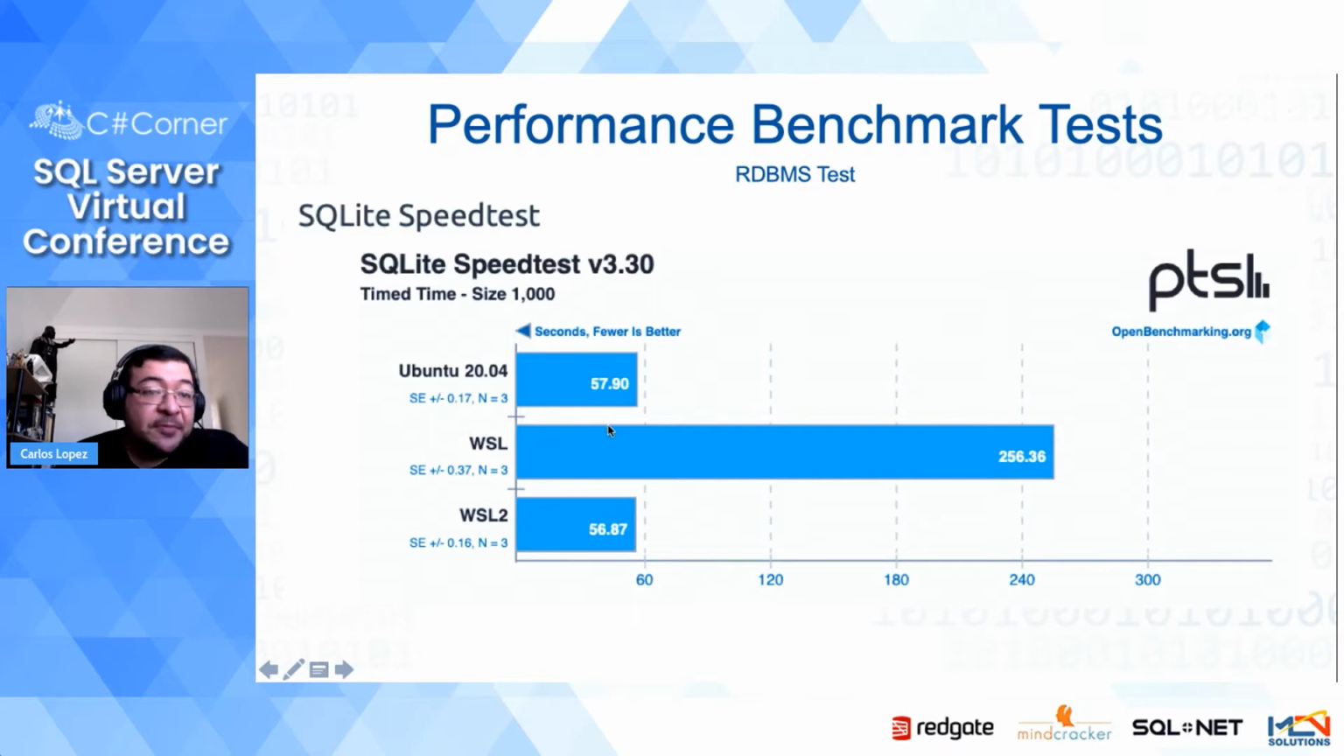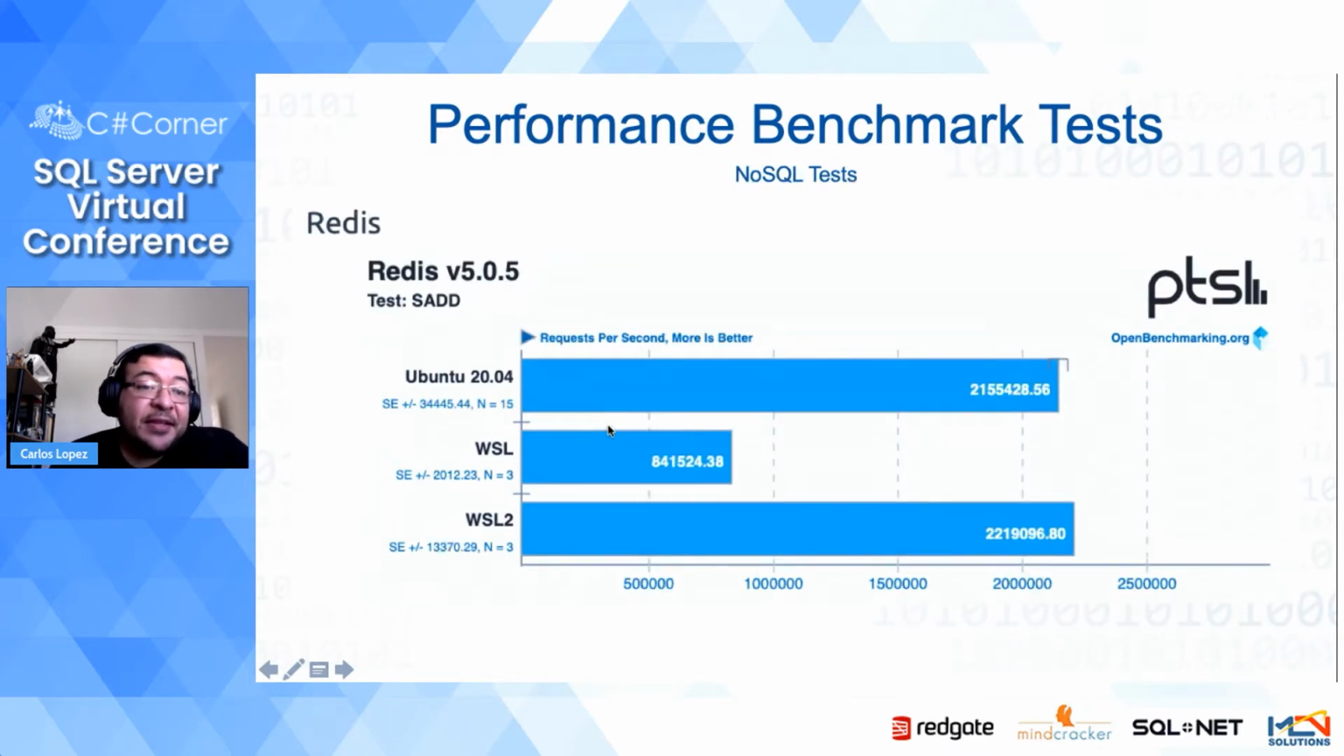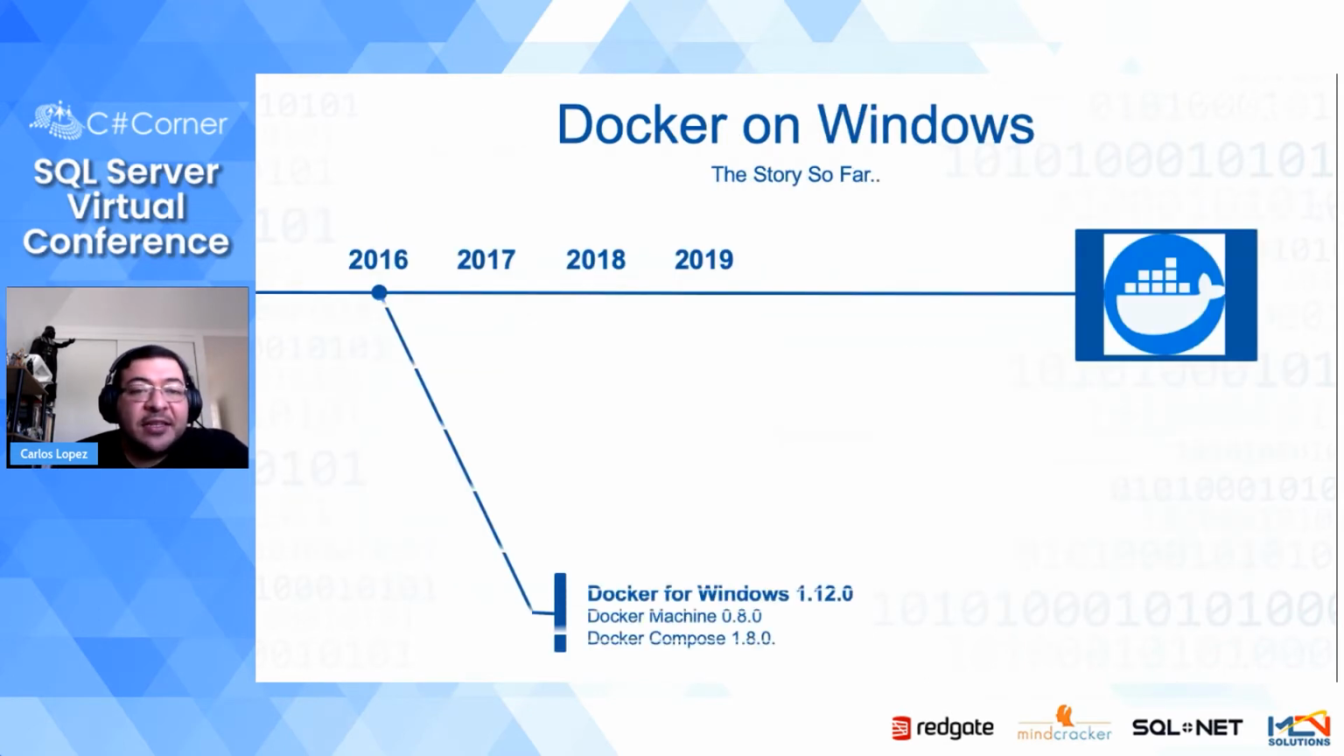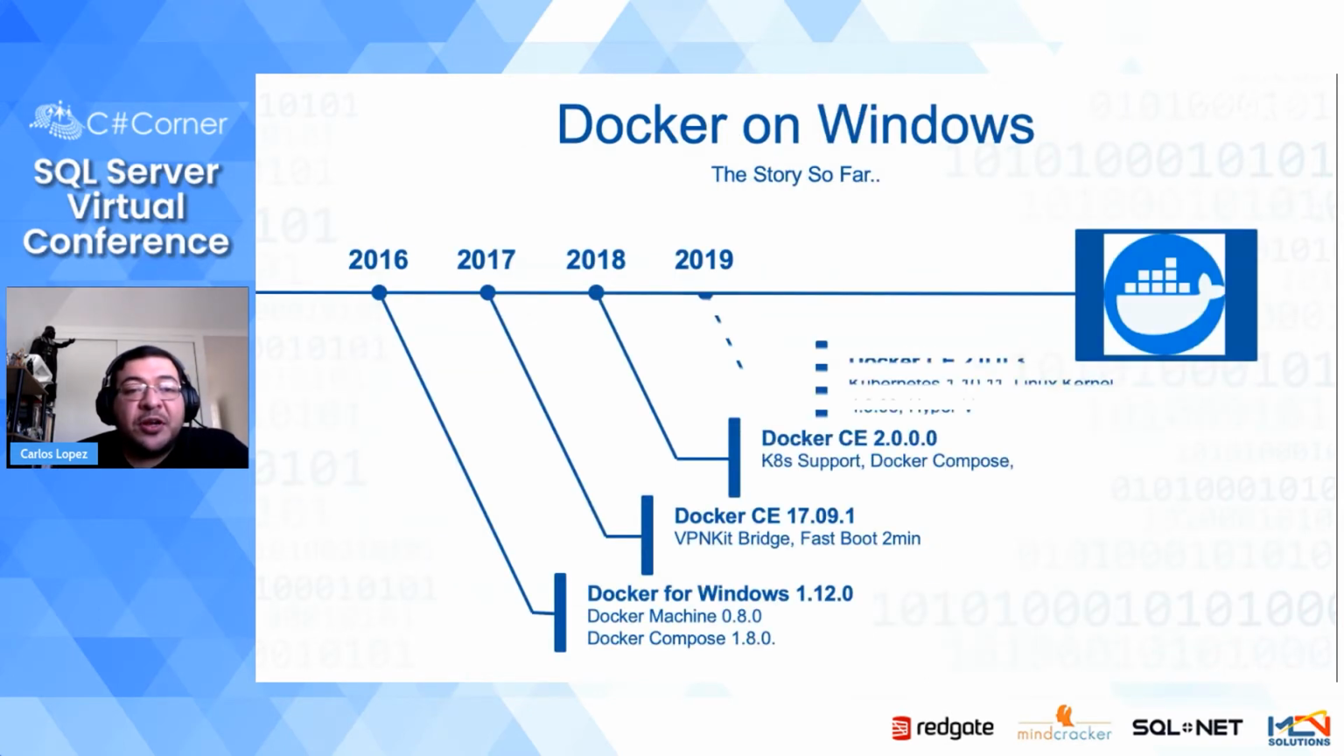So that's great. And they have tested with the NoSQL database Redis, and you see WSL had improved how many requests per second it can attend, even gaining a little bit against bare metal Ubuntu. That's great. And for that, I just wanted to show you how it had evolved. And this slide is just to show you the evolution of Docker.